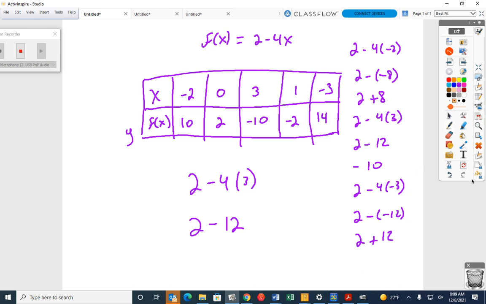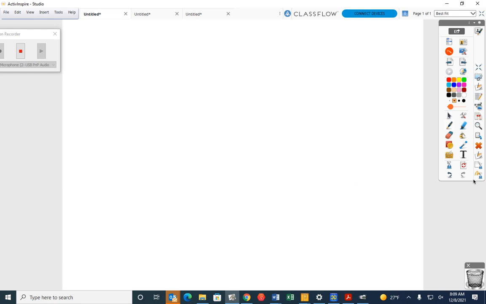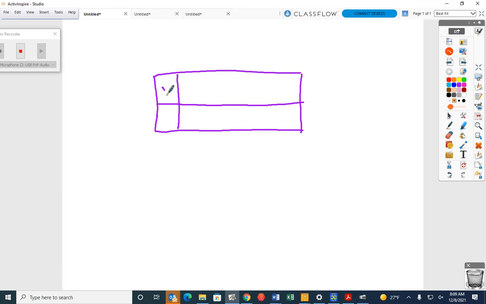Yes? Okay. Now, something different that we did when we completed a table: sometimes we were given the f of x value. So if I have a table that looks like this, with a row for my x and then a row for my f of x, and let's make this an easy one. Let's say f of x equals x plus 4, and I'm given some values here.